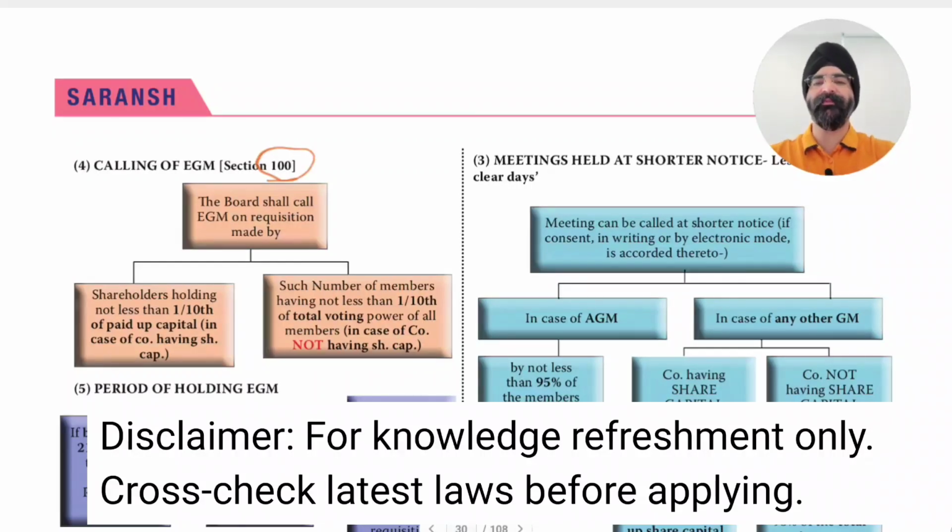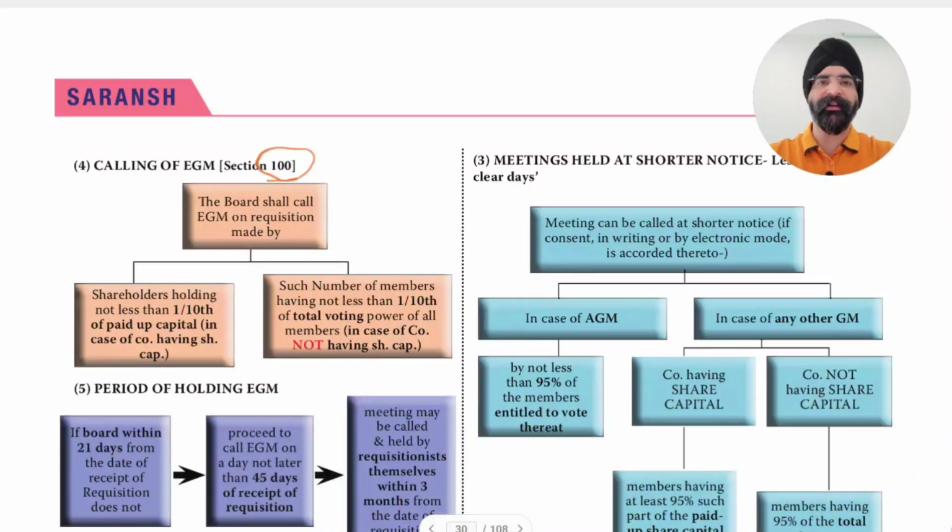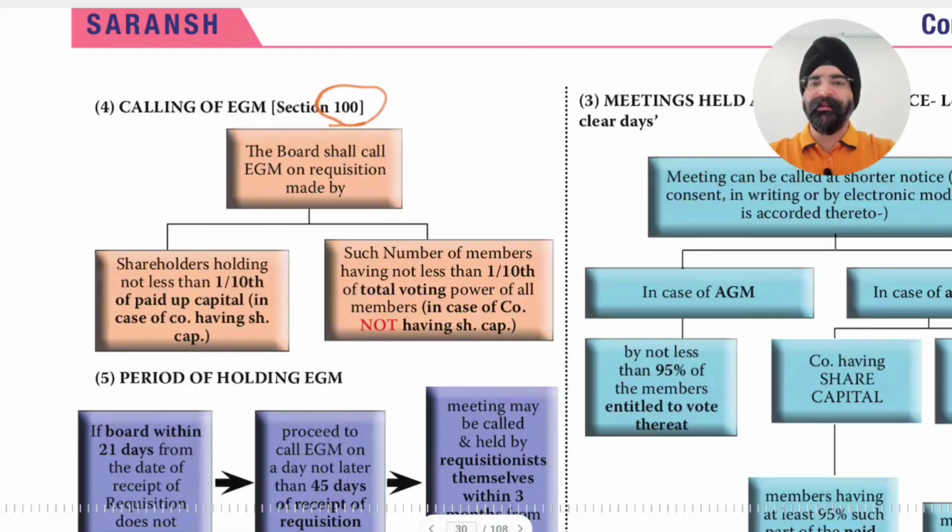Section 100 relates to EGM, Extraordinary General Meeting. The board shall call EGM on requisition made by. So a requisition is to be made for calling an EGM. AGM is mandatory to be called once per annum. However, for EGM, a requisition is to be made either by shareholders holding not less than one-tenth of paid-up capital in case of company having share capital.